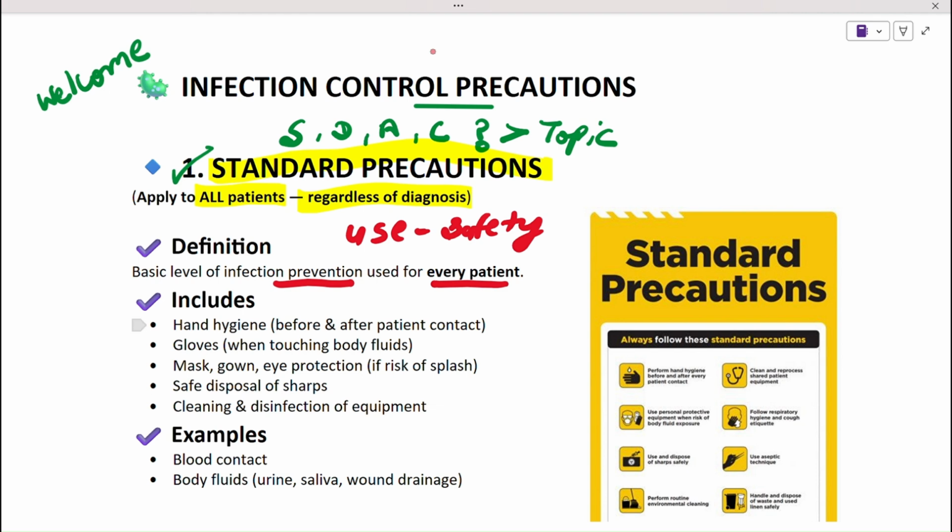What is included in it? Hand hygiene before and after patient contact, gloves when touching body fluids, mask, gown, eye protection if there is risk of splash, safe disposal of sharps, cleaning and disinfection of equipment. What are the examples of standard precaution? Blood contact, body fluids, urine, saliva, and wound drainage. Wherever you see this, it means you are just using the standard precaution. The patient doesn't have any disease, but you still need to follow these steps.